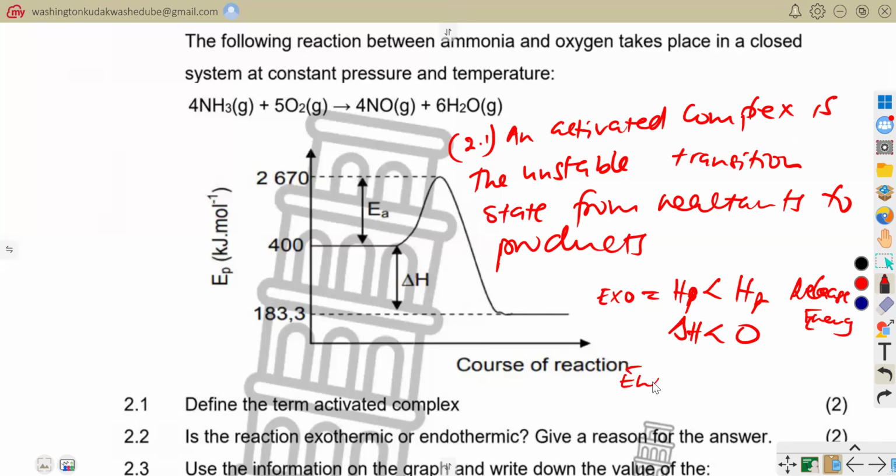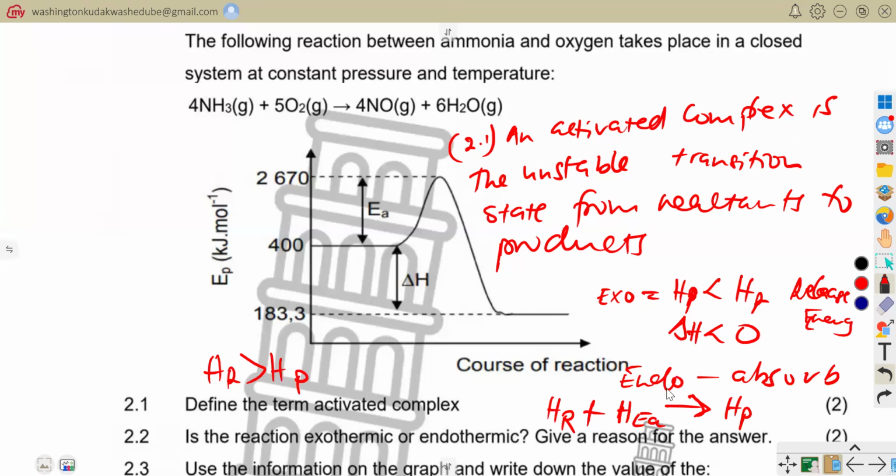But for endothermic, we need to absorb that energy. So how do you absorb energy? You need to say H of reactants plus that enthalpy energy, which is usually your activation energy, to form your enthalpy of products at some point. So your H of reactants will be less than your H of products. That would be endothermic. So let's look at our graph. Is it going to give us option A or option B? Then we can determine if it's exothermic or endothermic.